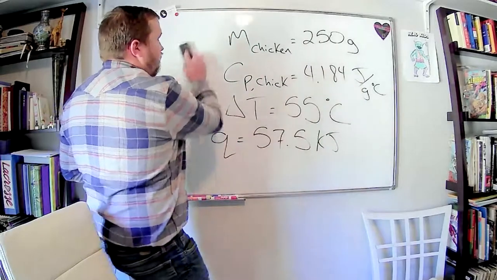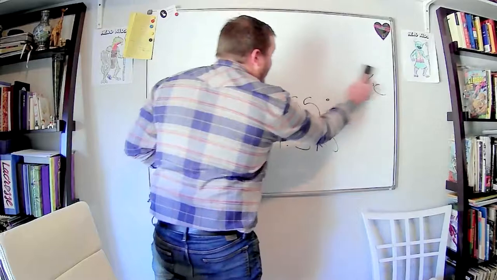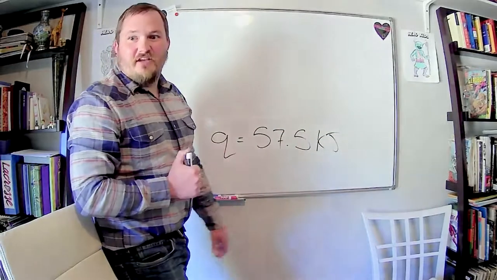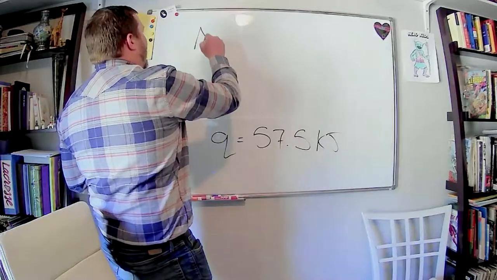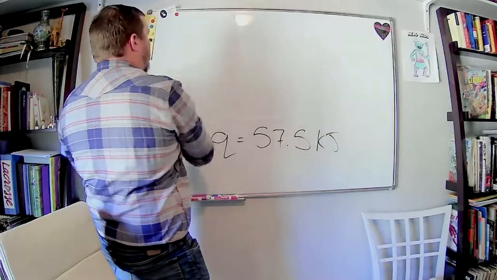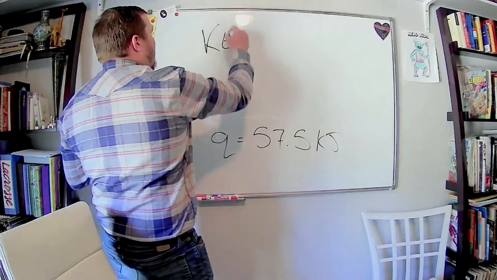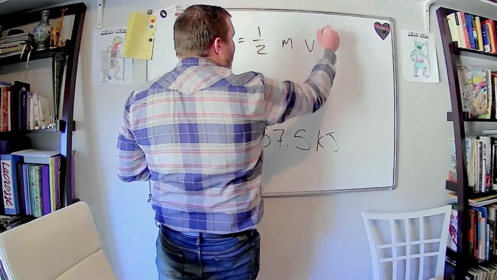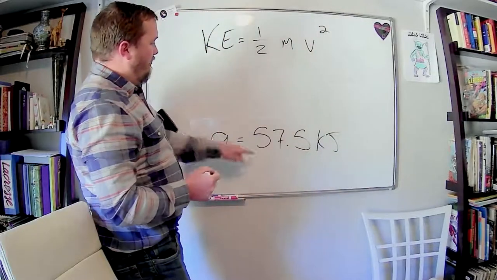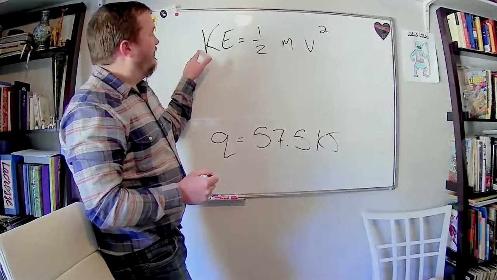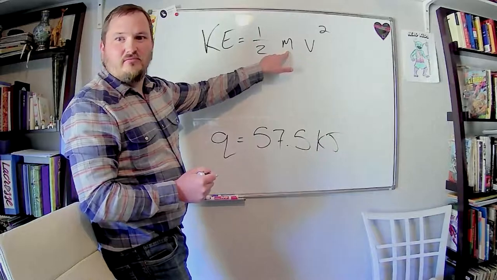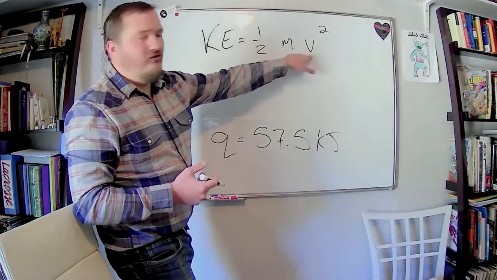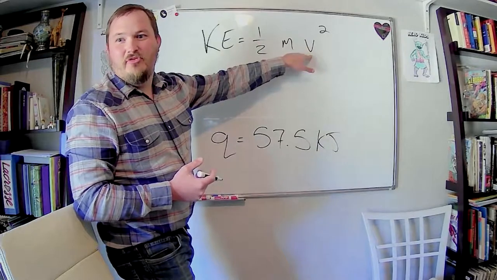So how does that translate into how hard we need to slap the chicken? Well, now that we know that, we can actually go to the physics definition of kinetic energy and say kinetic energy is equal to 1/2 mass times velocity squared. If we plug this in for the kinetic energy, and we use the mass of your hand, call it, I don't know, 1 kilogram, we can solve for the velocity, which would be the speed that your hand would need to be moving to do this.